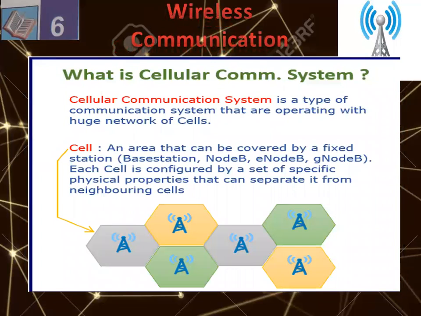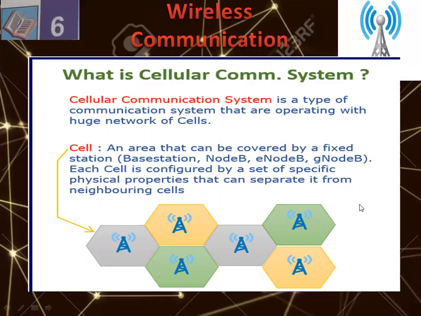In long distance wireless communication, first of all we have cellular communication. A cellular communication system is a type of communication system that operates with a huge network of cells. A cell is an area that can be covered by a fixed station, base station, node B. On the diagram you can view the ground stations, and each cell is configured by a set of specific physical properties that can be separated from neighboring cells.